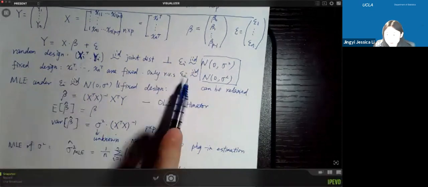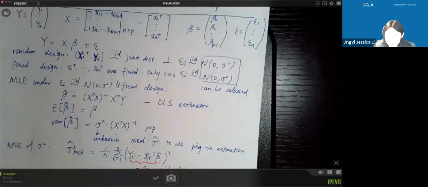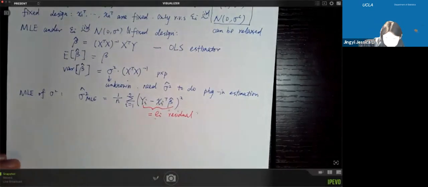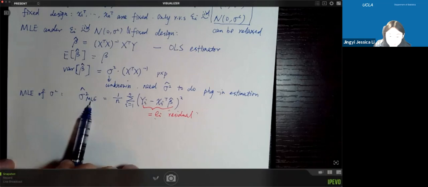So epsilon i's are concepts that are not observable, while e_i's are observable. That's the key difference. Now, given this, of course we can do the plug-in, but one thing we need to deal with is to check whether this is a good estimator.